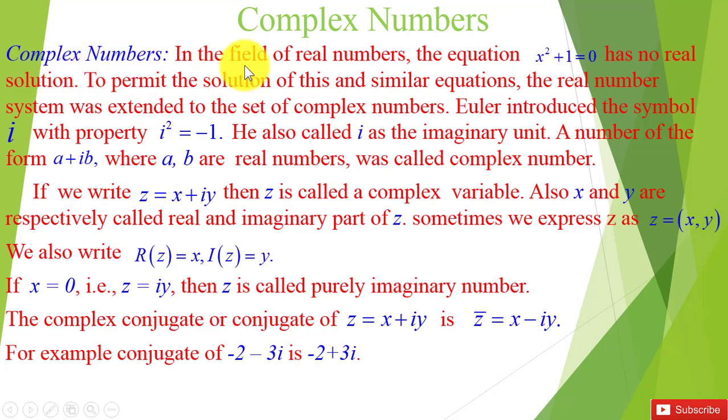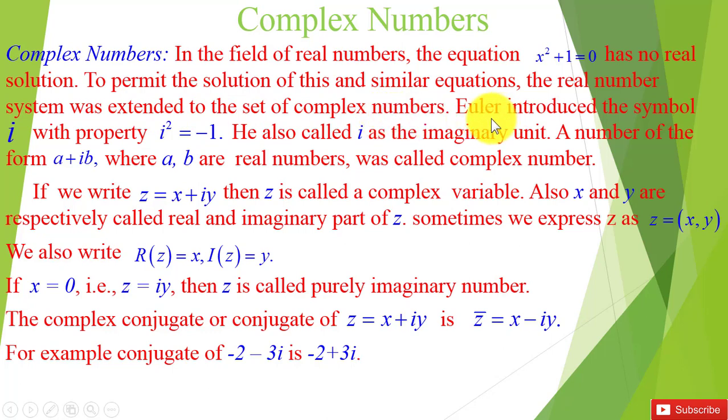In the field of real numbers, the equation x square plus 1 equal to 0 has no real solution. To permit the solution of these and similar equations, the real number system was extended to the set of complex numbers.